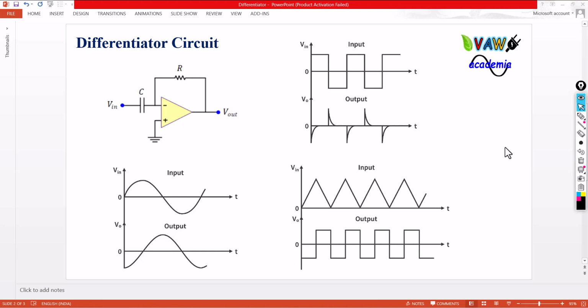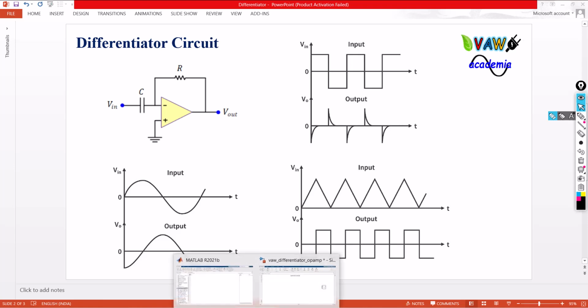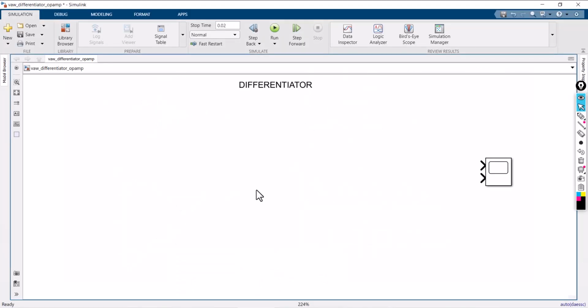Now I am straight away moving on to Matlab. We will discuss how the differentiator circuit is working in Matlab. A very important note is that you have to feed your inputs in the inverting terminal of the operational amplifier. That is the negative terminal.